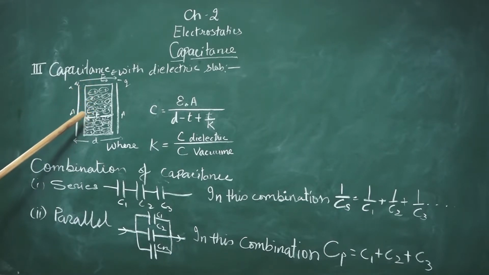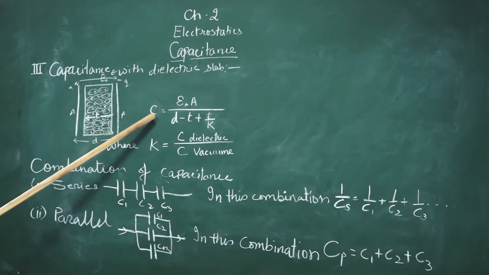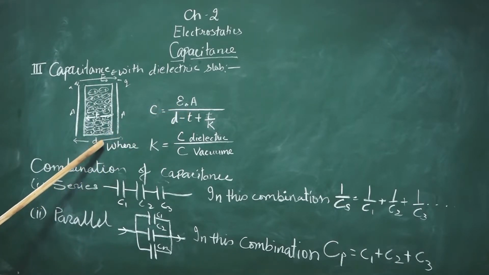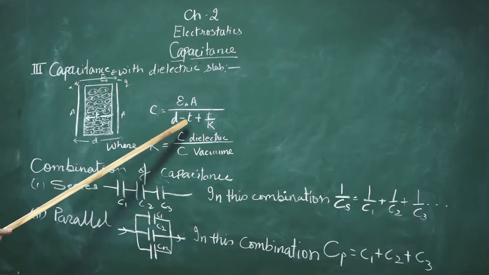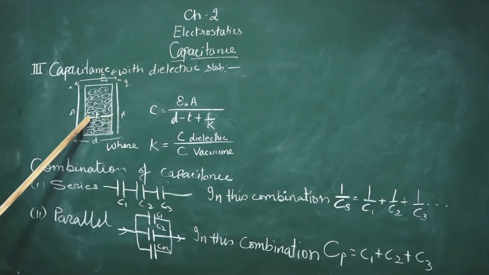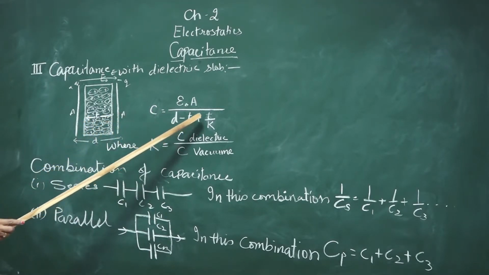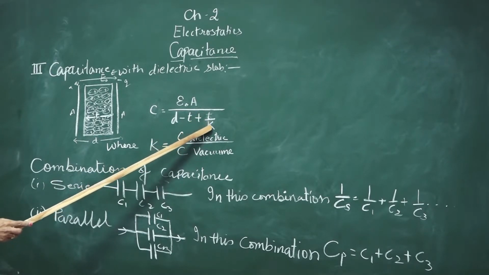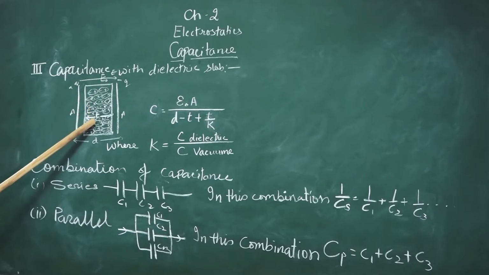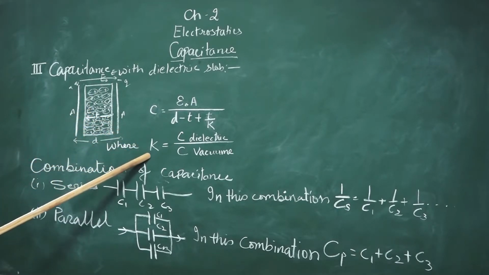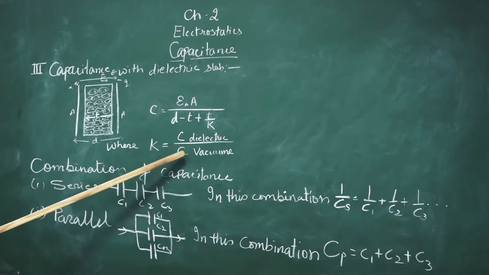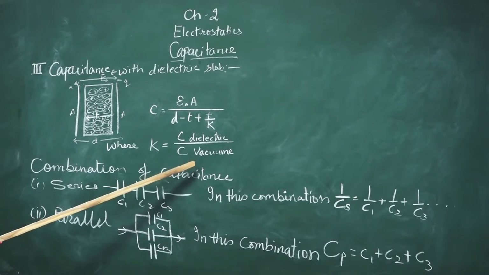If we find the formula for it, C is equal to epsilon naught A upon D, the distance between the plates, minus T, the thickness of the slab, plus T by K. This K is the dielectric constant of the material which is kept in between the plates. K can be calculated as the capacitance with dielectric upon the capacitance in vacuum.